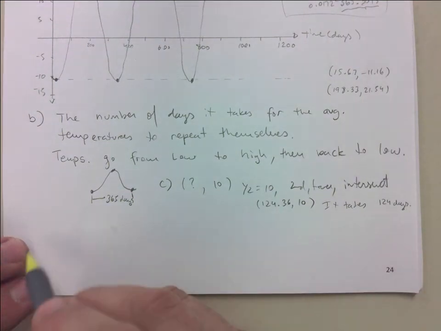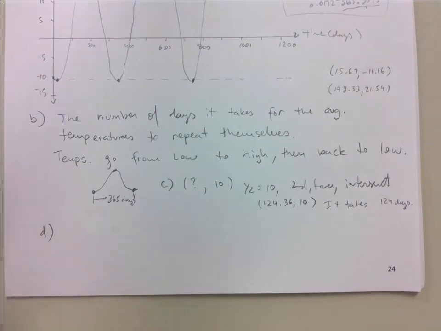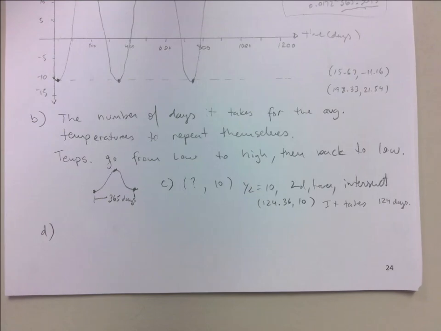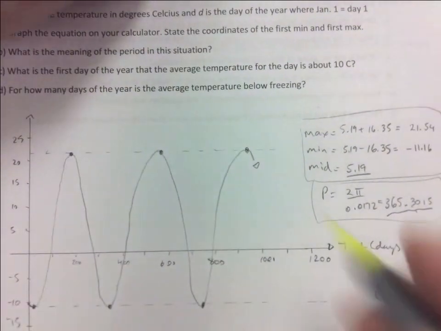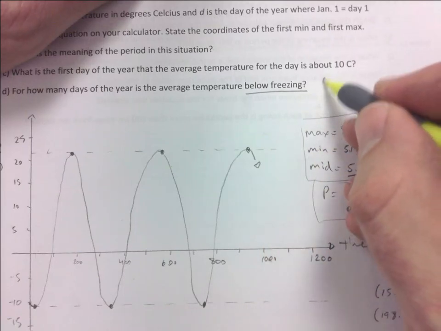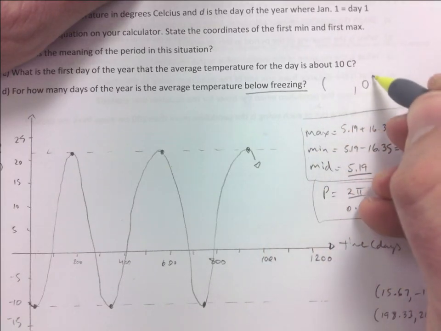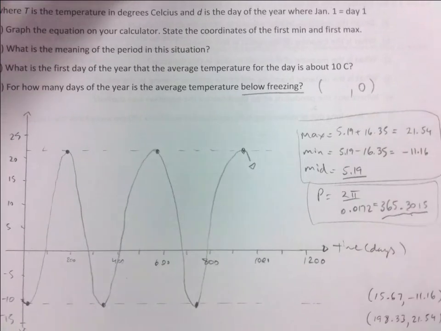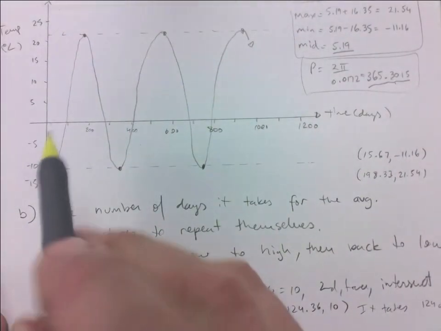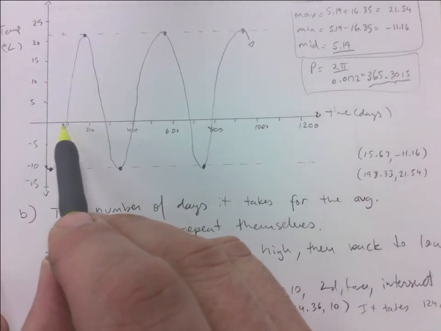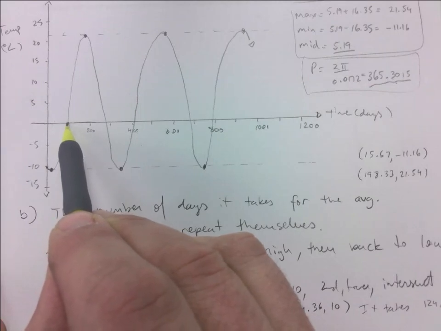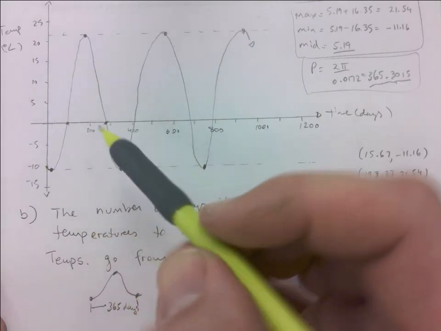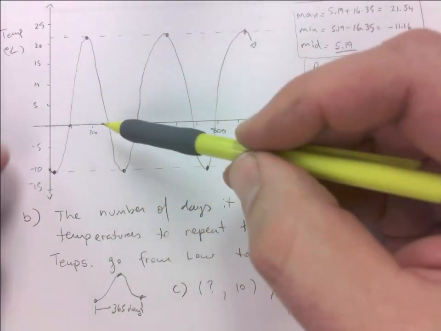I don't expect that. Has anybody done D already? For how many days is the average temperature below freezing? Has anybody done that one? What is freezing? What is it asking you here? What is the temperature? 0. And look at our graph, right? For how long? This is the 0 line right here. So we need to find out how much time goes from here to here, because we're considering one full cycle.